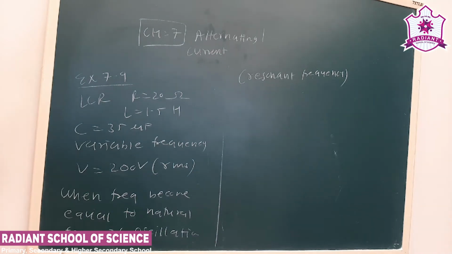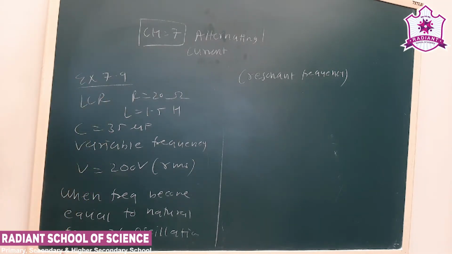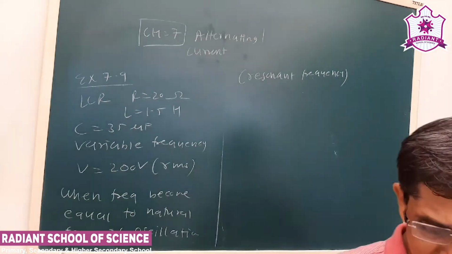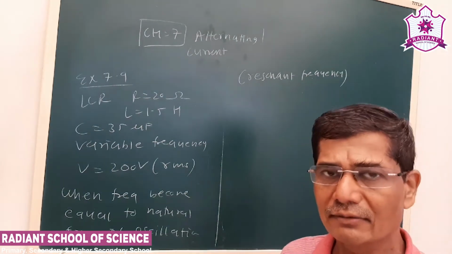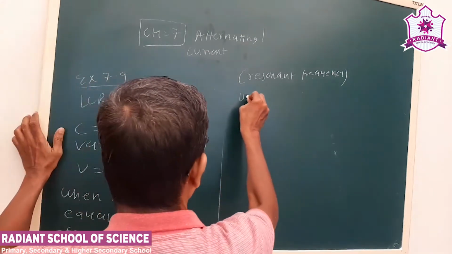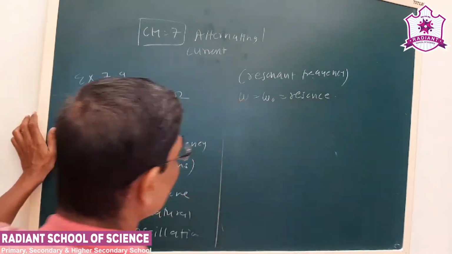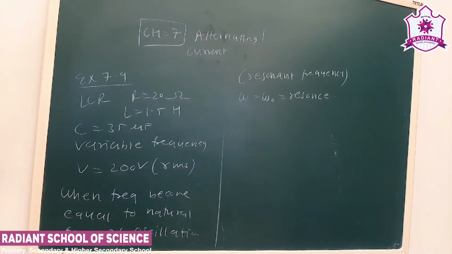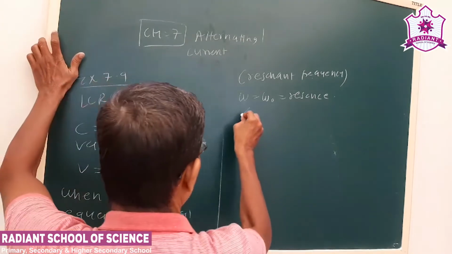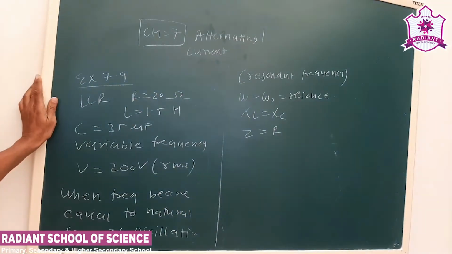Now see here, it is not given that you should calculate the frequency, but the only condition the question says is when the frequency becomes equal to the natural frequency. Now this is nothing but omega equal to omega 0, which is resonance. This is a case of series resonance. XL is equal to XC, Z is equal to R. We have to calculate power in that condition.